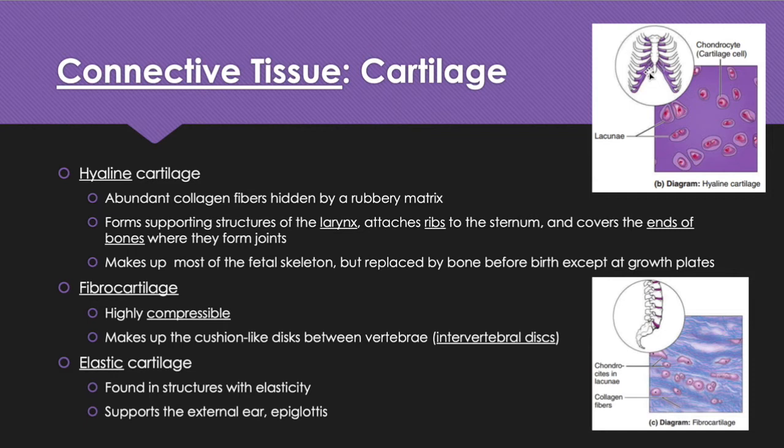Fibrocartilage is a second type of cartilage, and it's going to be very compressible. We have this in between our vertebrae called intervertebral discs, that help to cushion our vertebrae so they don't crash into each other as you walk and move. And then we have elastic cartilage. So this would be like the cartilage in your ear, the cartilage in the epiglottis that covers up your trachea when you're swallowing something.